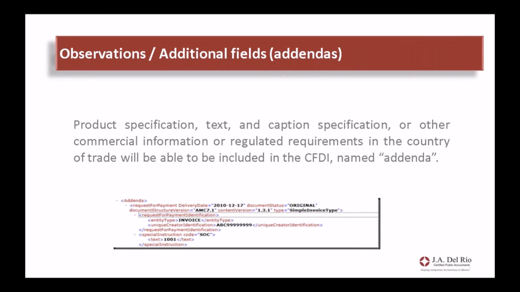This is the field that I mentioned. That is the field of observation and additional fields. And here we have the observation additional information field where we can include product specification, other commercial information, additional Incoterms, as I mentioned before, or requirements that the country of destination of the merchandise could request.